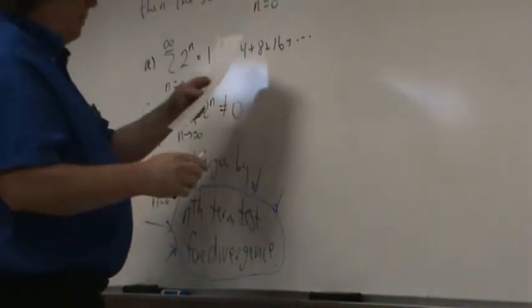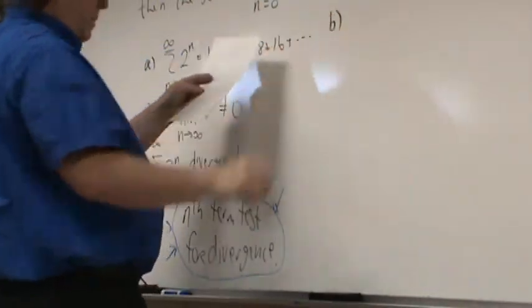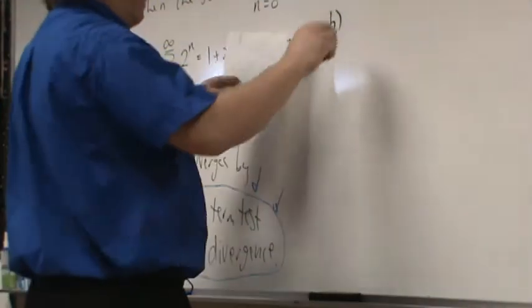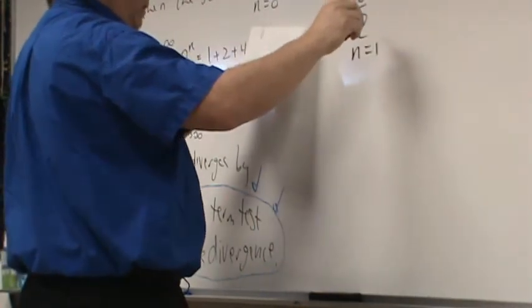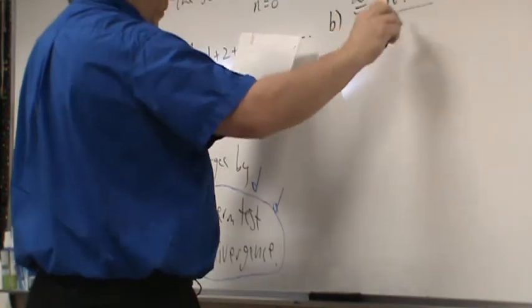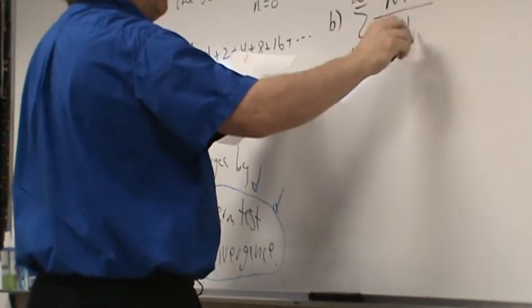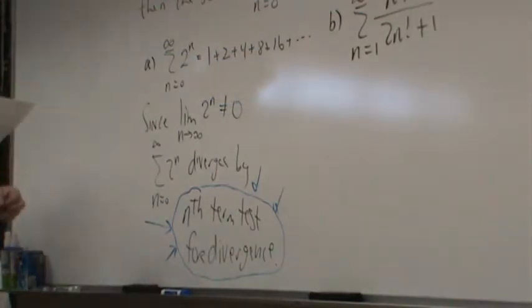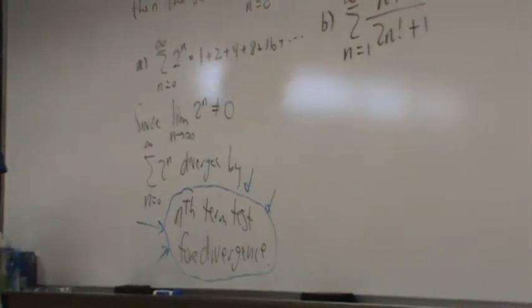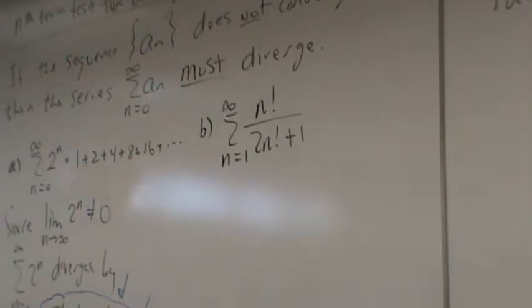Here, let me give you another one. B, the sum as n goes from 1 to infinity of n factorial over 2n factorial plus 1. Please decide, does this diverge by the nth term test for divergence?